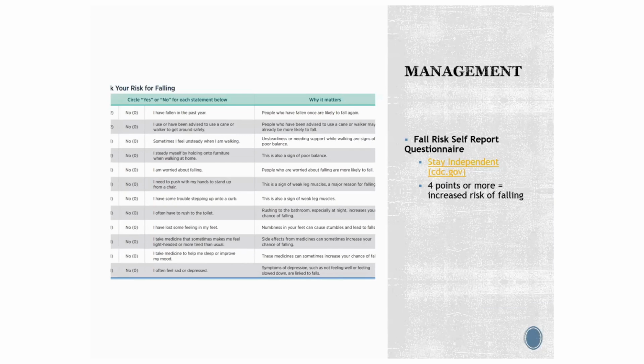And also, if you have any loved ones that you're worried about, you can go on the website, as they have a really good fall risk questionnaire at the CDC. If you just type in "stay independent" in Google, it will bring you to this sheet, and it basically goes through different risk factors for falling and why it matters. And that can be helpful just because then you can see exactly why they're asking the questions. But if you answer yes to 4 or more of those questions, it indicates that you're more at risk of falling.